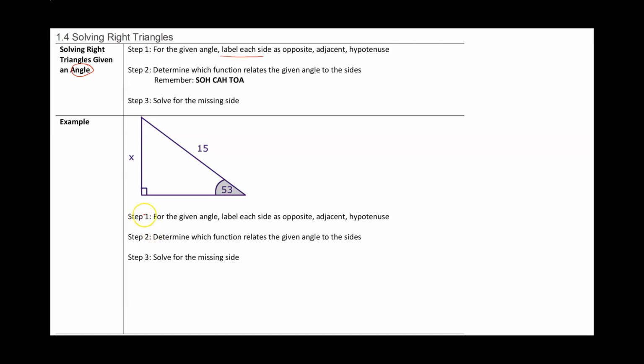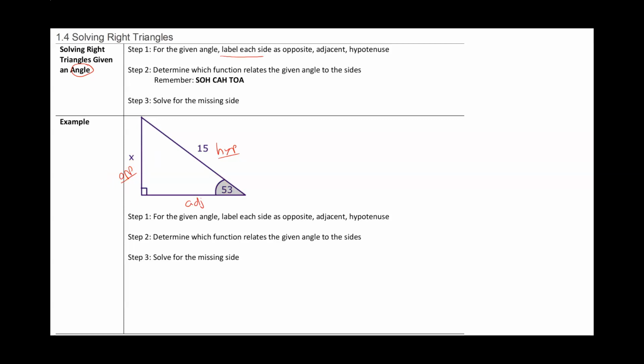All right, so let's take a look at this first example. We're given this angle is 53 degrees. Our first step is to label each side as the opposite, adjacent, hypotenuse. I'll start with the hypotenuse. That's a diagonal across from the right angle, so this is the hypotenuse. Remember that the adjacent side is the one attached to the angle, so this horizontal side is the adjacent side. And then directly across from it is x, which is the opposite side.